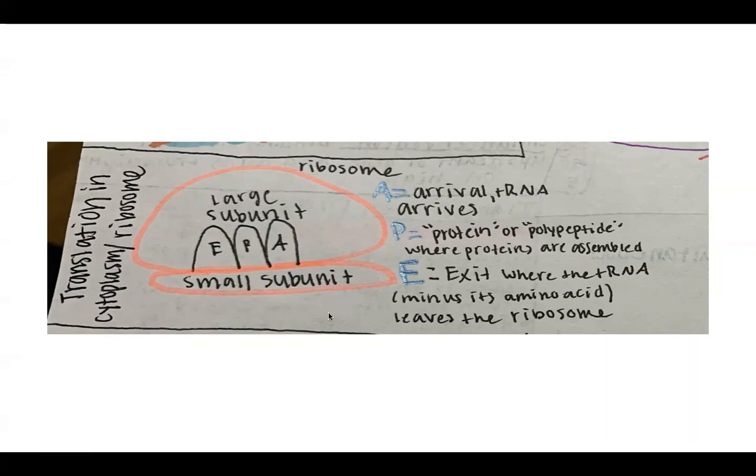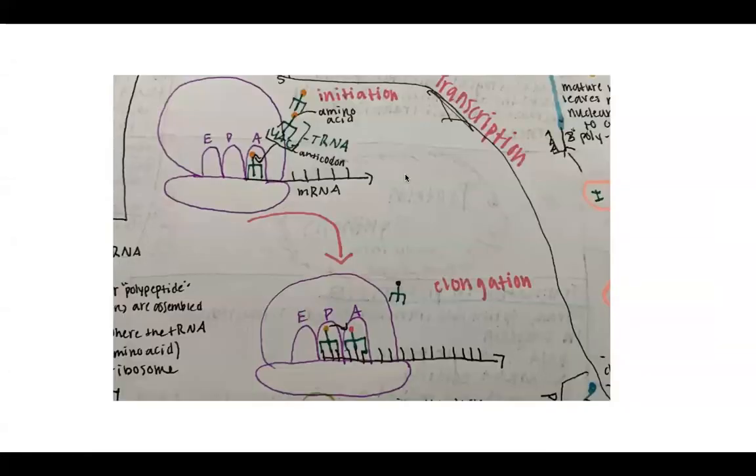But the A site is where the arrival happens and tRNA arrives. And then in the P site, the protein or polypeptide, where proteins are assembled. And then in the E, the exit, where the tRNA minus its amino acid will leave the ribosome. So now we're really beginning into translation. Ignore that part of transcription, that's from the other part.